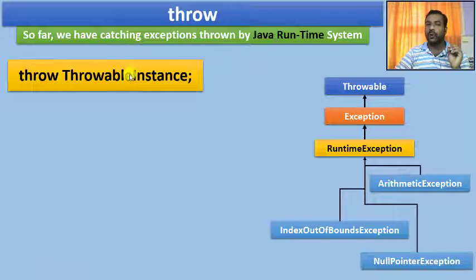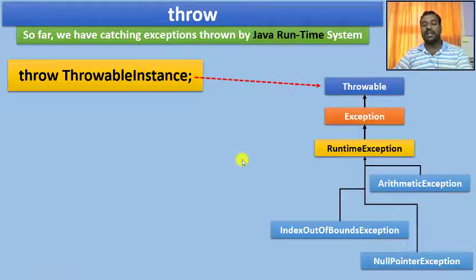This should be the object of the Throwable class, or it can be the object of the subclasses of Throwable. Hence, I can use the object of Exception, RuntimeException, ArithmeticException, IndexOutOfBounds, NullPointerException, or any other class which is a subclass of Throwable either directly or indirectly. That is, the throw keyword can throw only the object or instance of the Throwable class or the class hierarchy of the inheritance. So this can be any object of this given class hierarchy.